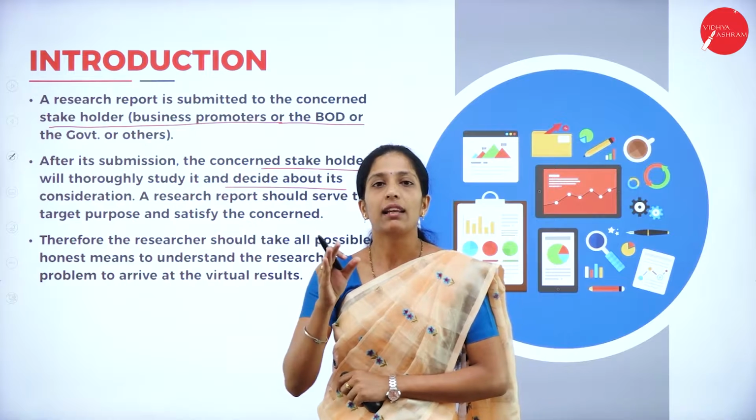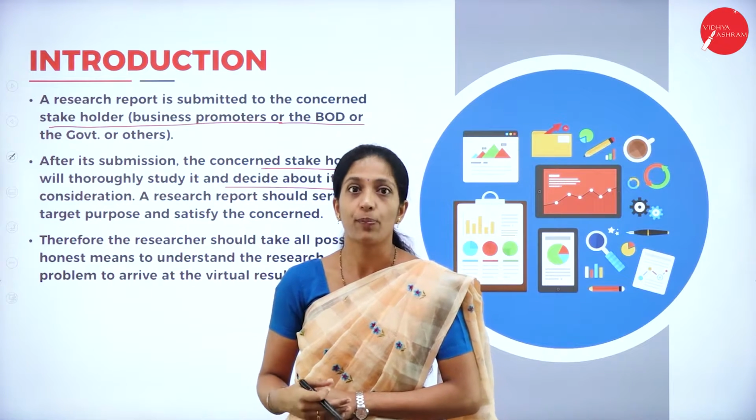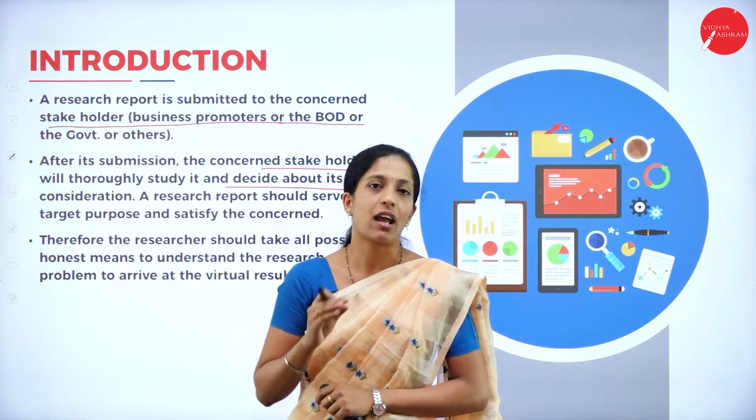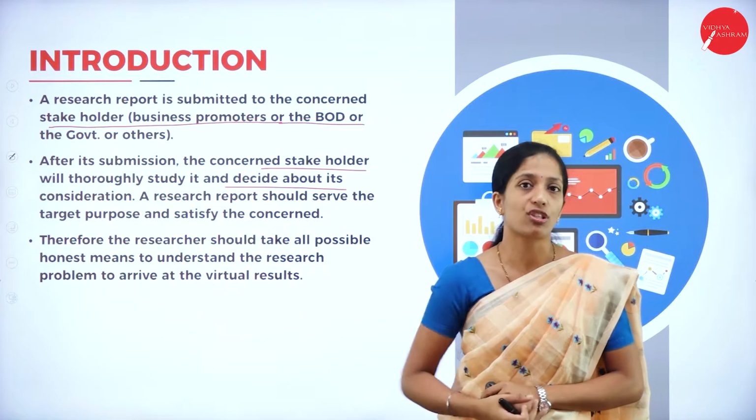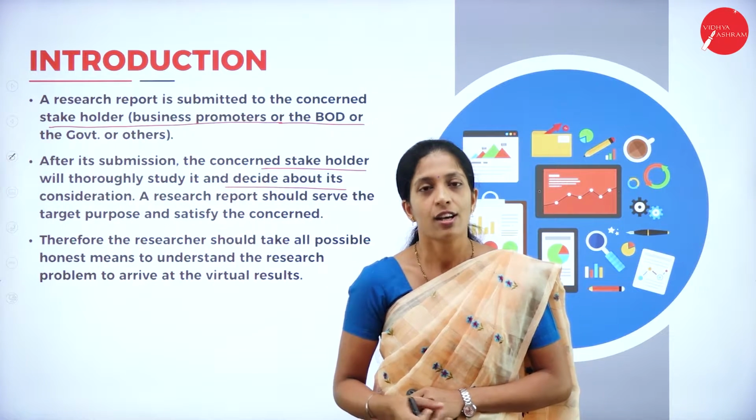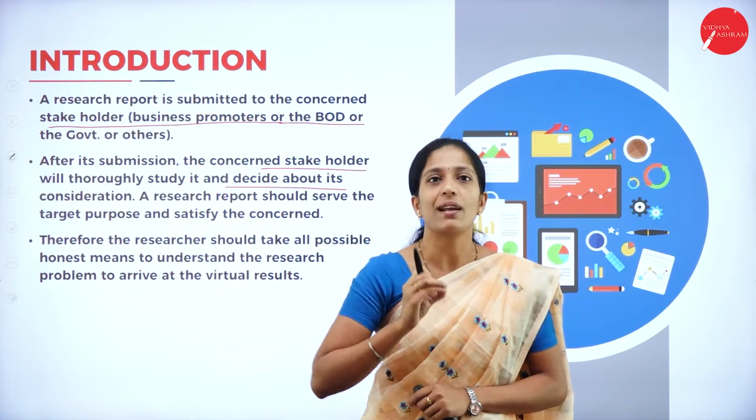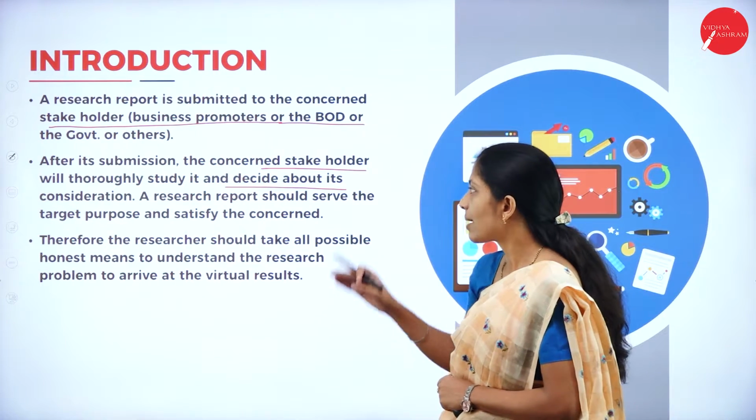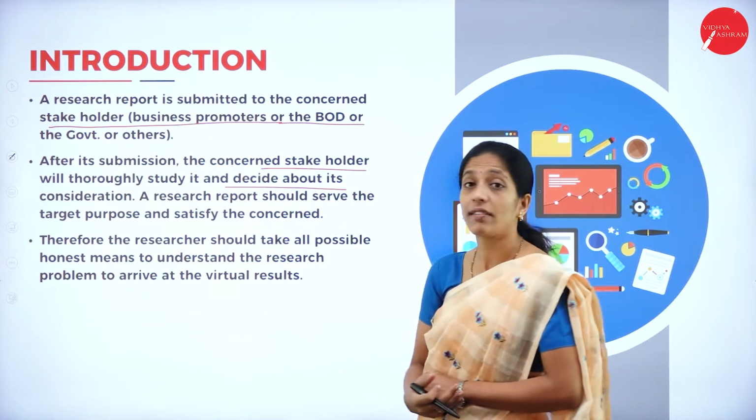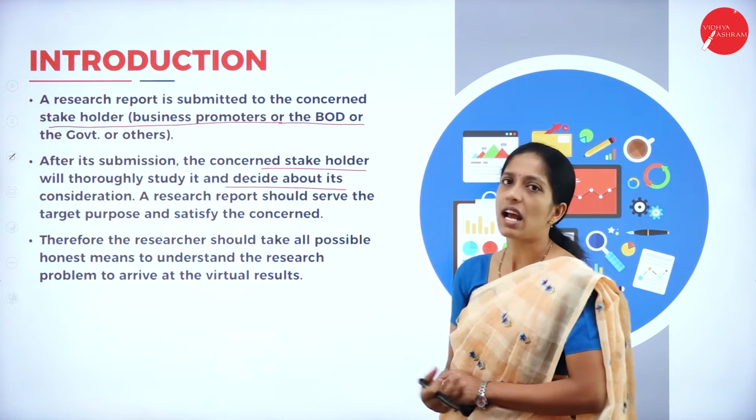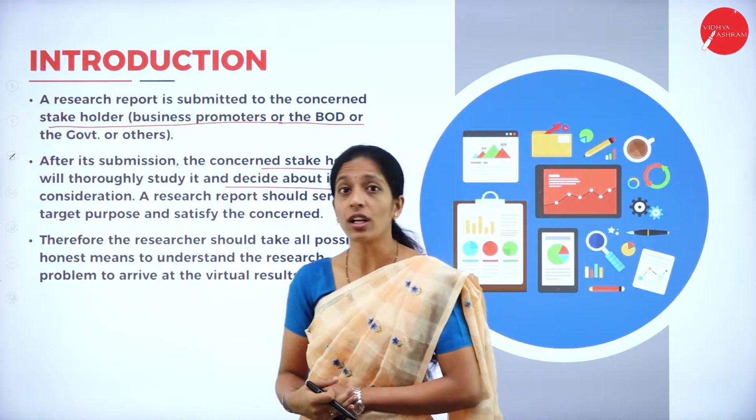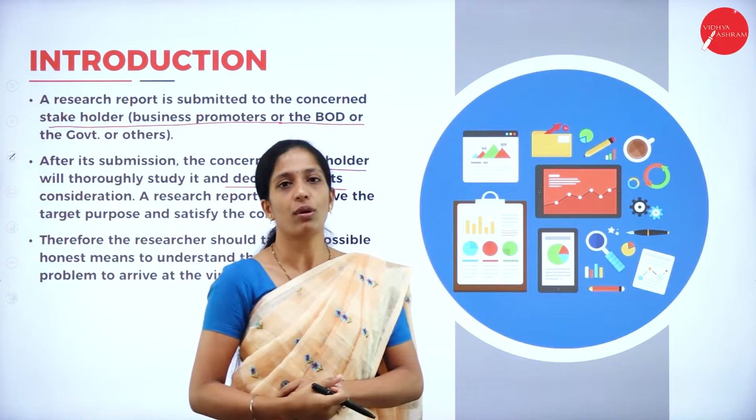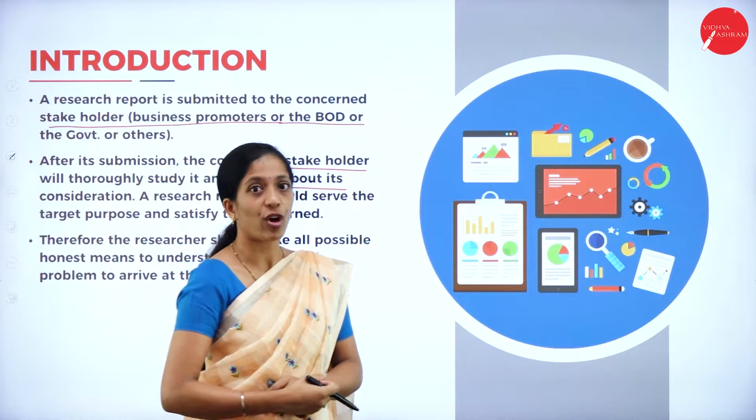The stakeholder will decide about its consideration and give feedback on the research report. Whether it can be implemented in our business or not, whether it is able to solve a particular problem or not, based on that it will be implemented in the business. A research report should serve the target purpose and satisfy the concern. The main intention of a research report is to find a solution to a particular business problem or research problem.